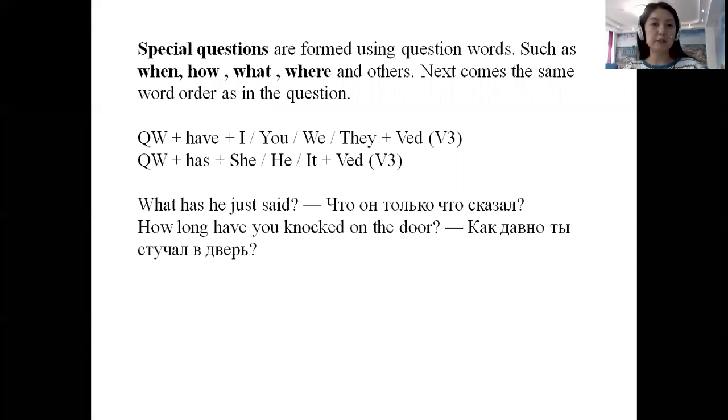Okay, and about special questions. Special questions are formed using question words such as when, how, what, where, and so on. Next comes the same word order as in the question sentence. Look at this rule. First we use special questions, then we use have plus I, we, you, they plus verb-ed or the third form of the irregular verbs. Next, special question, has plus he, she, it plus verb-ed or third form of the irregular verb.